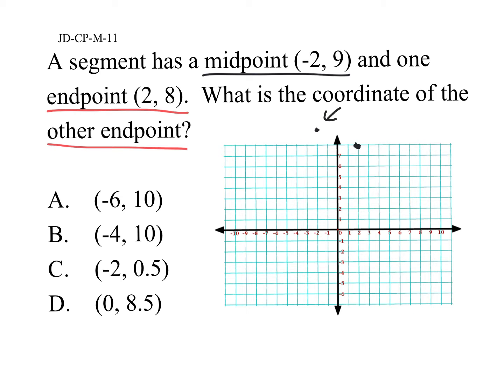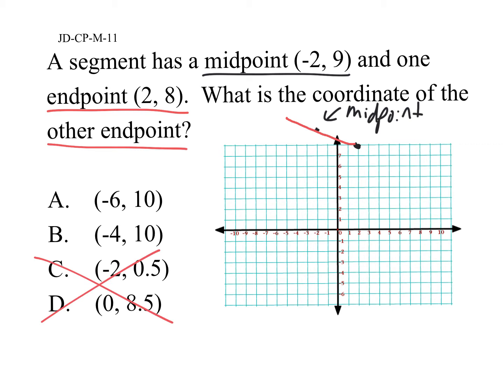So if negative 2, 9 is the midpoint, what that tells us is that the line's going to continue going this way. So our x value is going to be more negative, and our y value is going to be bigger than negative 2, 9. So that really right away eliminates C and D.